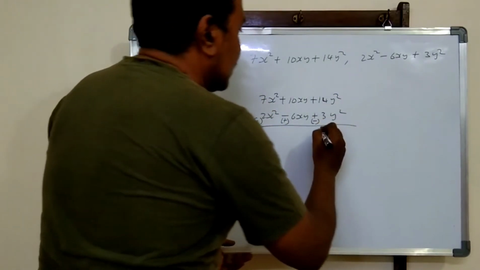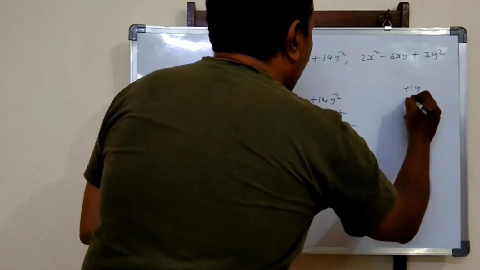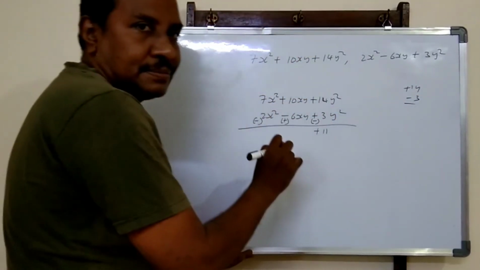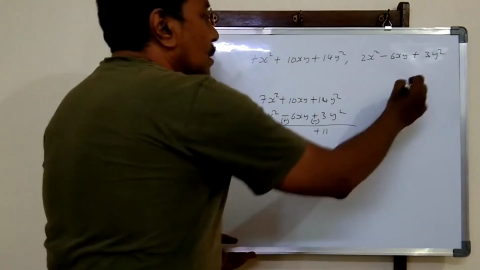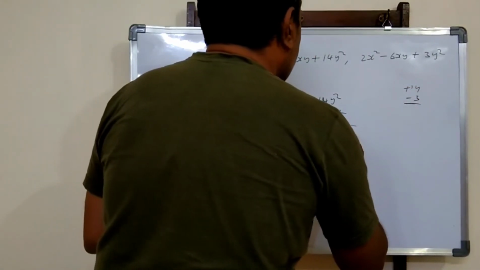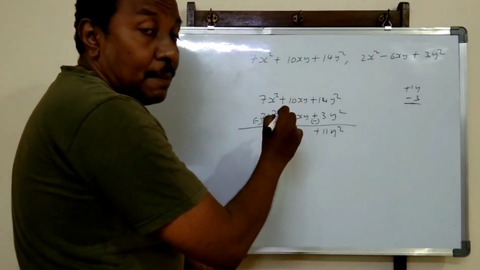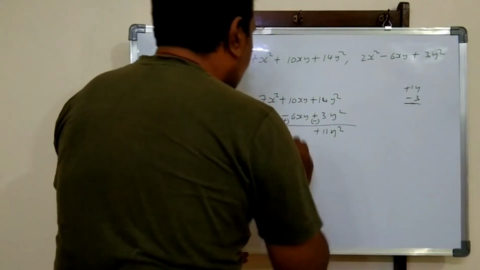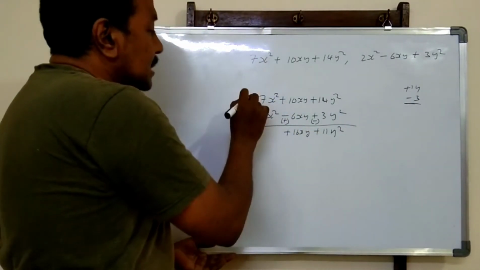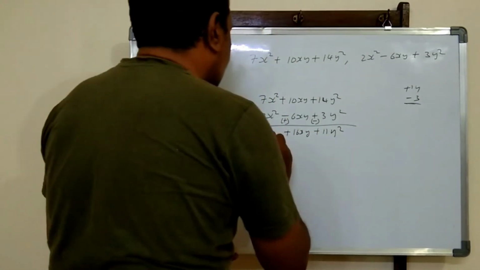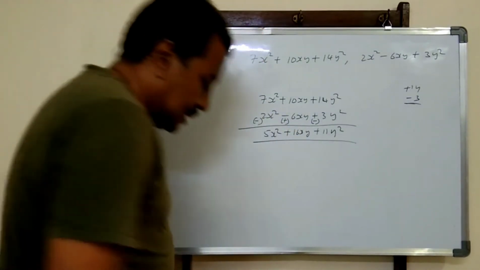Now do the operation. 14 minus 3 becomes 11. Here it is 14 minus 3, this is not plus 3. Plus is converted into minus. Now we have to consider only minus. 14 minus 3 is 11y square. What about these two? Both are first add. Plus 16xy, plus 7 minus 2, 5x square.